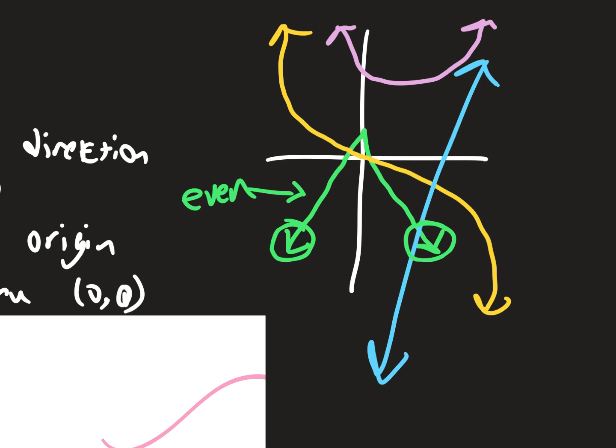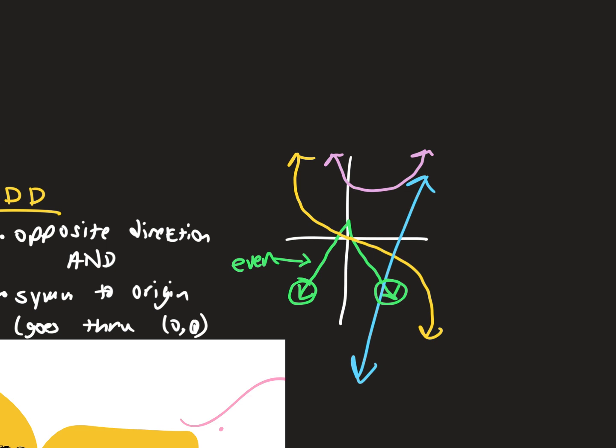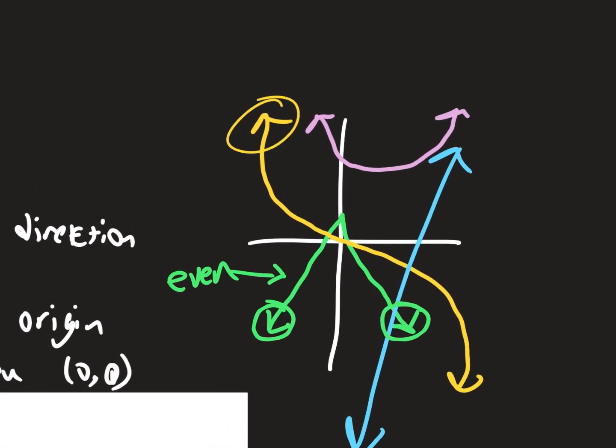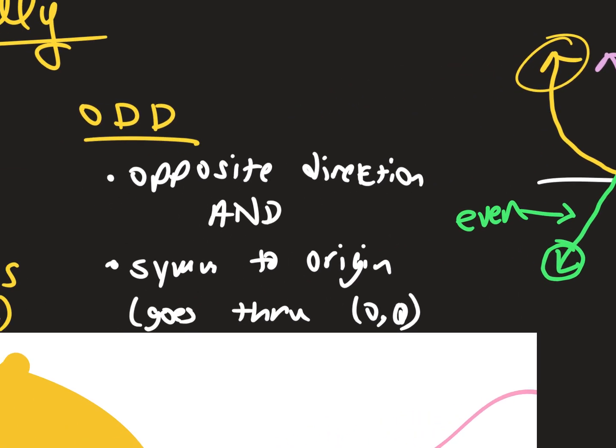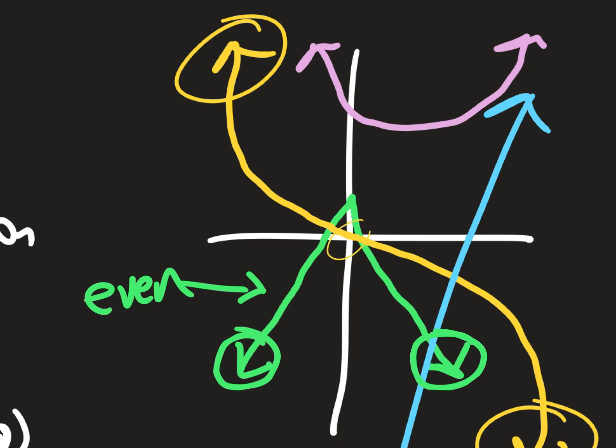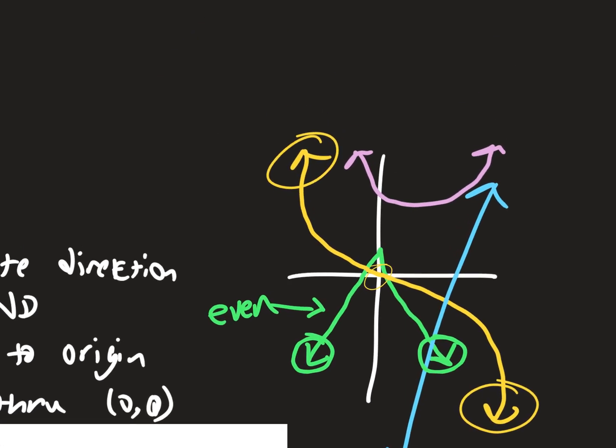All right, so let's look at yellow. First thing we do to determine odd, even, neither, you look at the ends of the graph. Are they going in the same direction or opposite? Opposite. So it could be odd. What's the other thing that has to happen in order for this to be odd? Has to go through 0, 0. Does it? Yeah, so my yellow function is odd, okay?